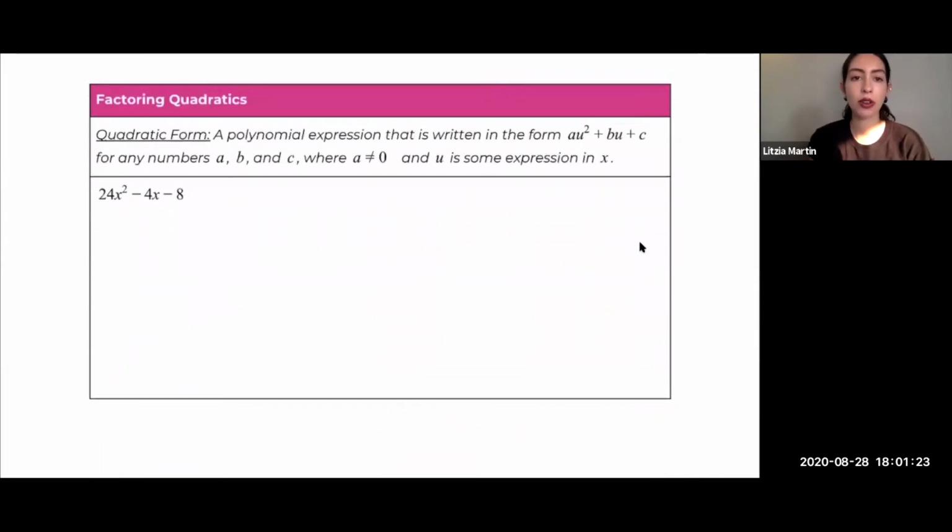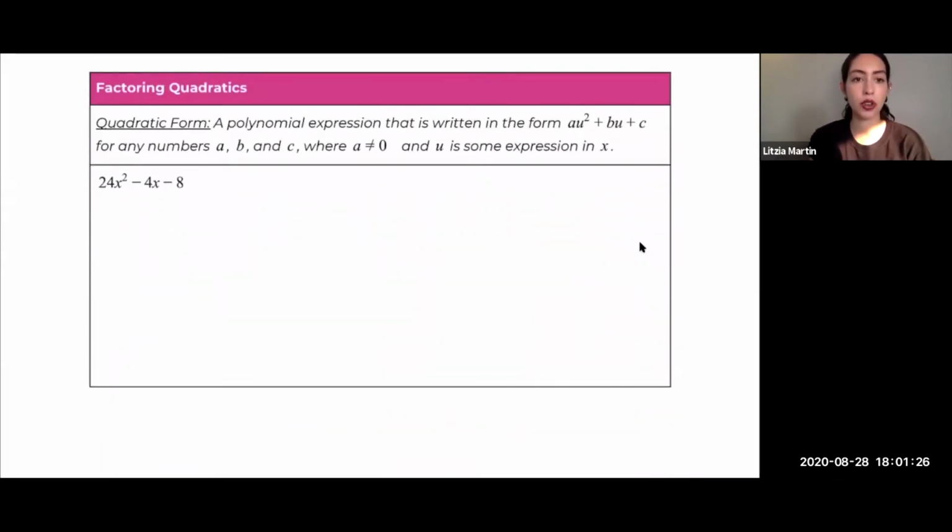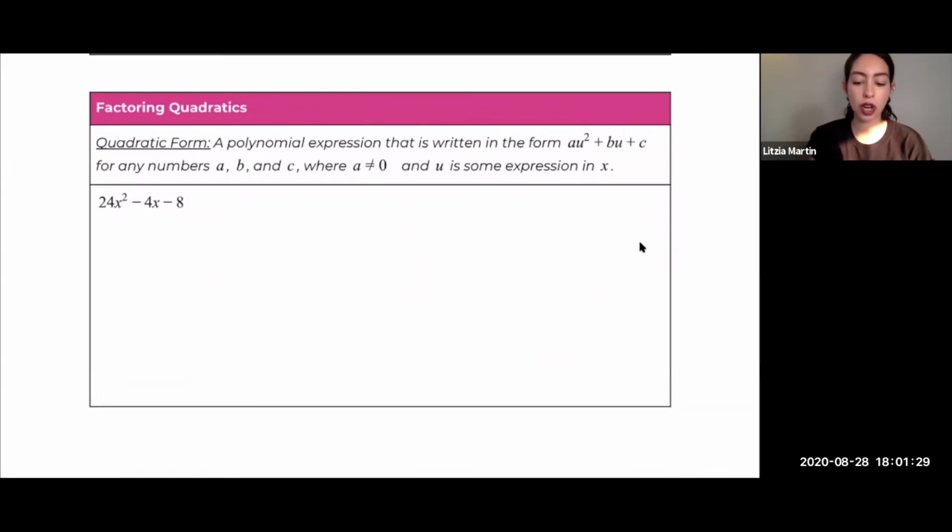The next strategy we're going to look at is factoring quadratics. So we have the quadratic form, which is au squared plus bu plus c. And so this u can be anything, really, can be plugged into it. So if we look at this example here, 24x squared minus 4x minus 8, this is in the quadratic form. Instead of u, we just have an x. So in order to factor quadratics in this form, we will break it down into our 2 parentheses.